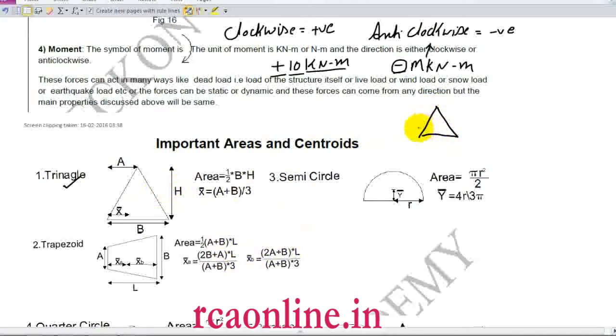This is a triangle, and its apex from the left hand side is at a distance of a, and total width is b and height is h. Then area will be same, half b into h, but what is the center of gravity? Center of gravity from the point from which you are calculating the apex is x is equal to 1 by 3 (a plus b). So this is a good formula to remember.